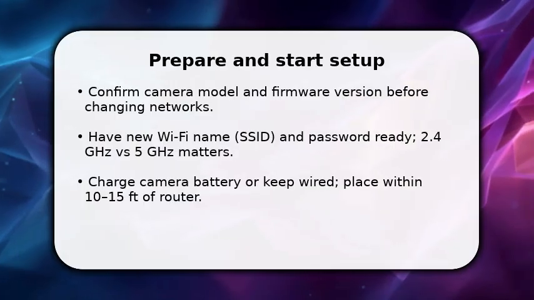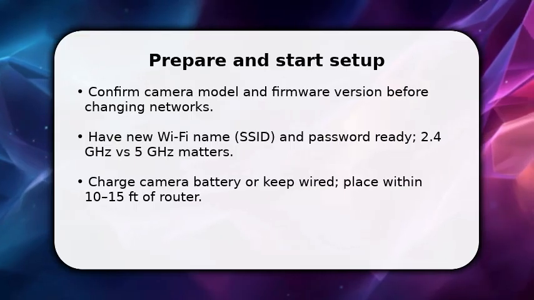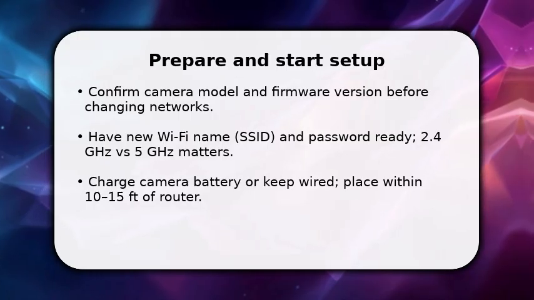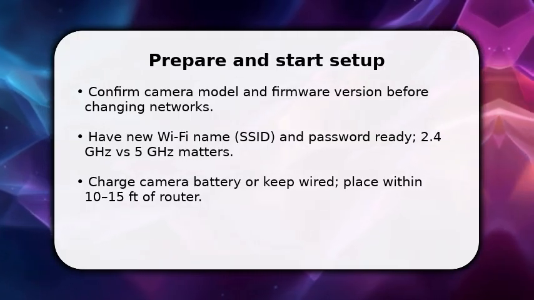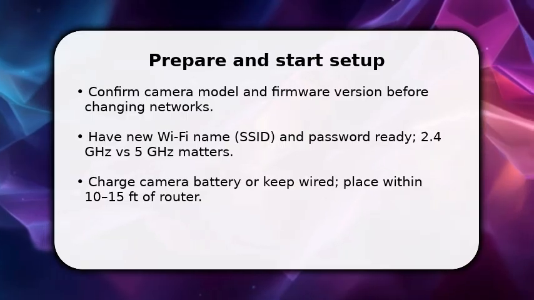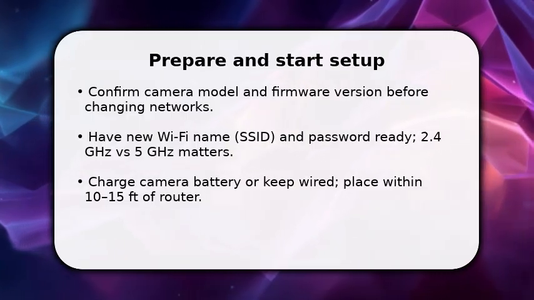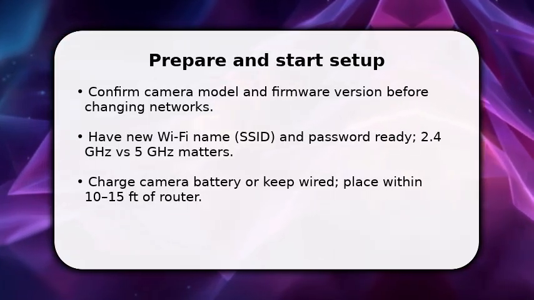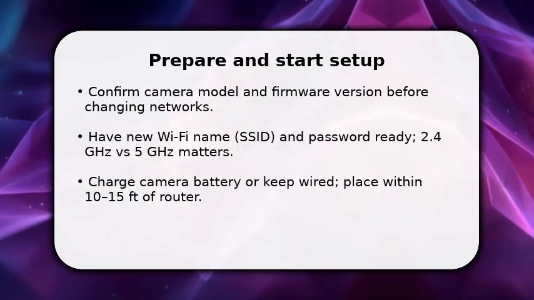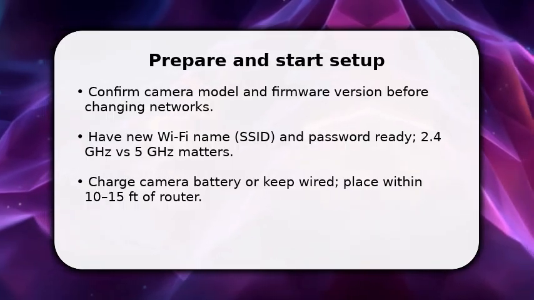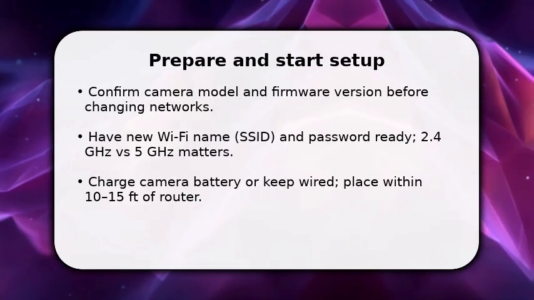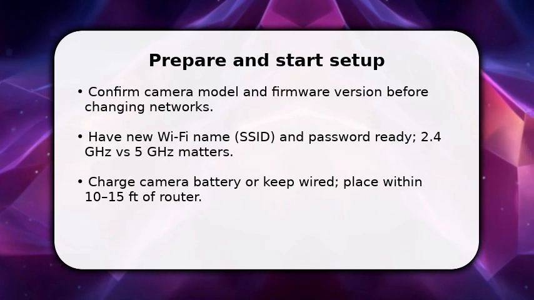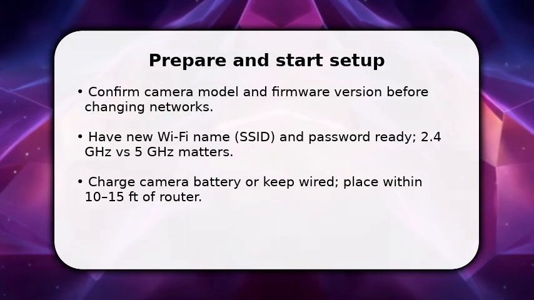You begin by confirming device compatibility and getting credentials ready. First, power the camera and ensure its firmware is current. Outdated firmware blocks onboarding. Next, make sure your phone is on the same network you'll use for setup and that you know the exact SSID and password. If your router broadcasts separate 2.4 GHz and 5 GHz networks, choose 2.4 GHz for most ADT cameras because it has better range. Once done, open the ADT app and sign in to start the change process.